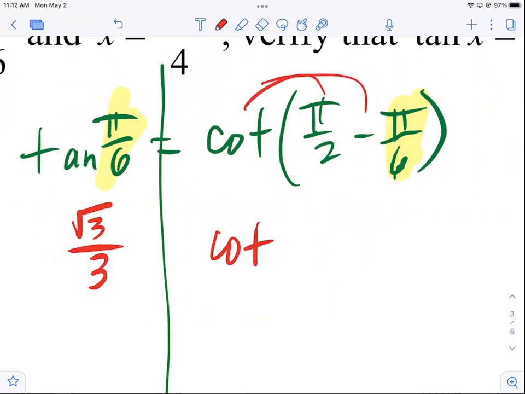Did anyone distribute the cotangent? You actually can't do that, so good. You can't distribute. If that were a natural log, you couldn't distribute. In general, you can't distribute a function inside of itself.